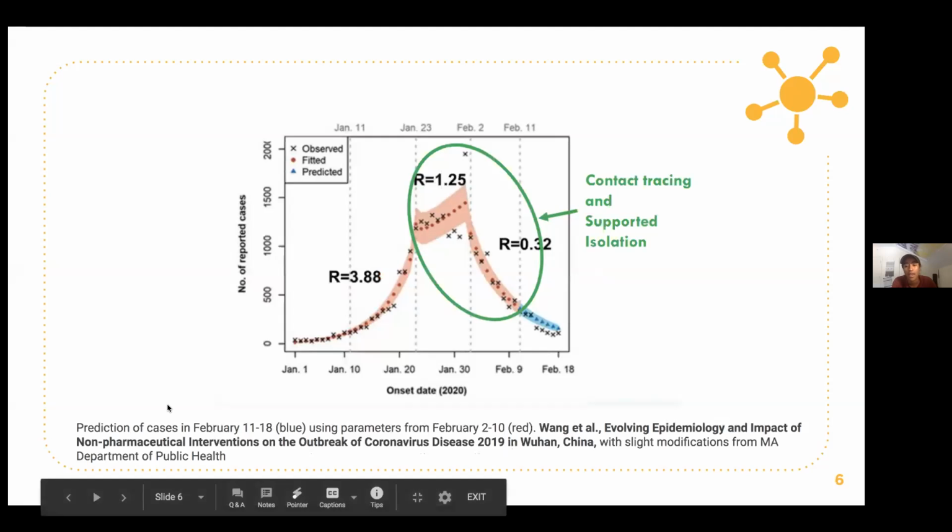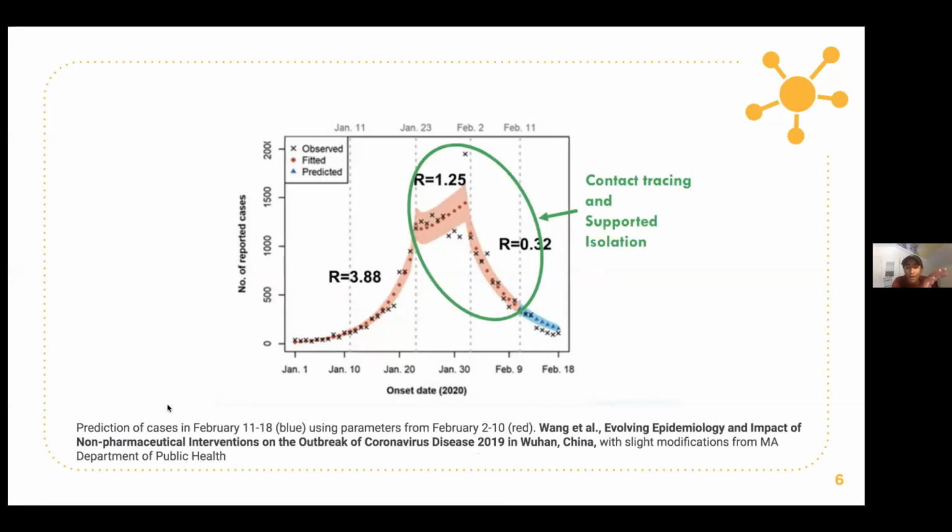And so this potentially would be a predicted graph if we had continued, if we can trace all the potential people that are infected, showing how R0 could potentially drop if we were able to really isolate these cases.